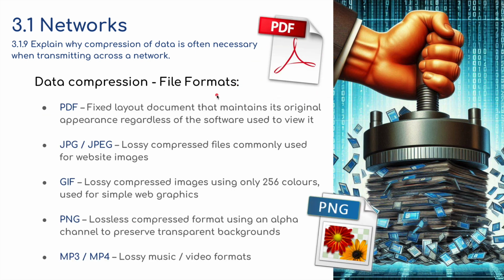So just to recap on the file formats, PDFs, these are fixed layout documents that maintain their original appearance regardless of the software used to view them. We can generally open a PDF in lots and lots of different software packages. JPEGs, either JPG or JPEG, these are lossy compressed files commonly used for web pages. Okay, GIFs, again, lossy compression, usually limited to 256 colors, but these are simple web graphics. But the beauty of the GIF is it can be animated, a series of still pictures that have been put together. The PNG file is lossless compression. It uses an alpha channel to preserve transparent backgrounds. And then we've got MP3 and MP4. This is for lossy music or lossy video formats.